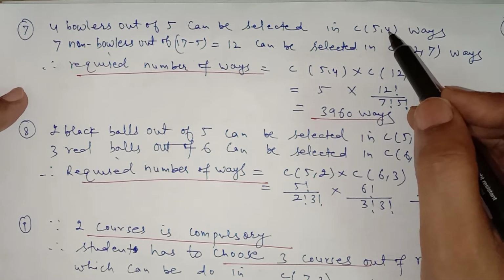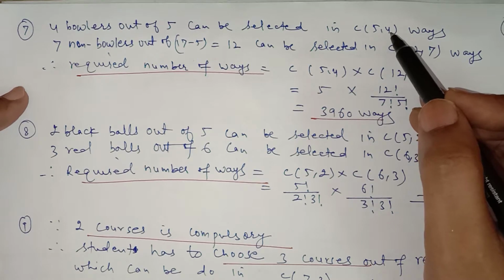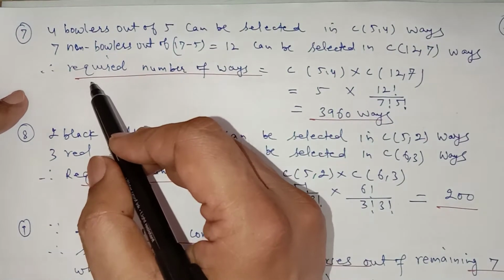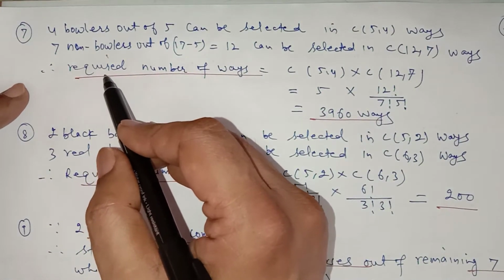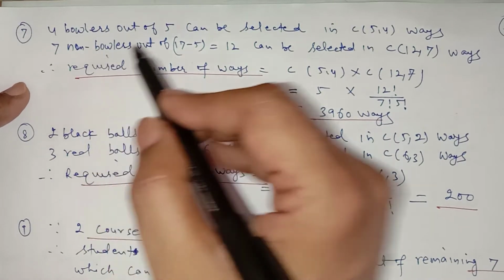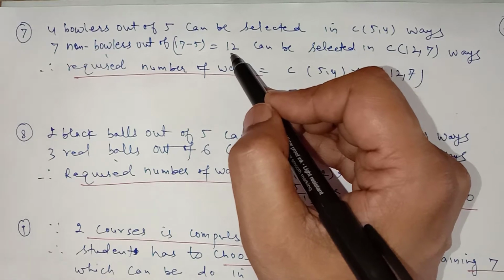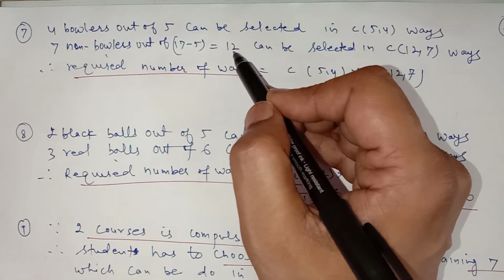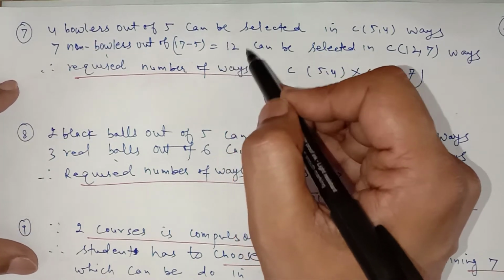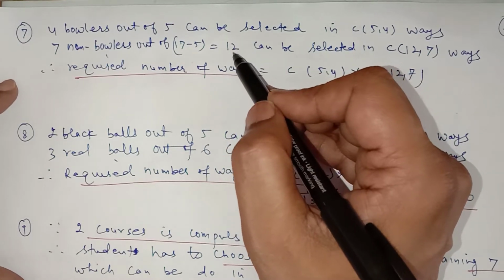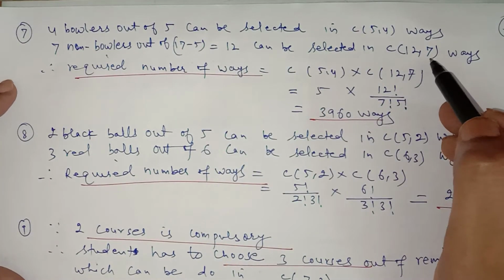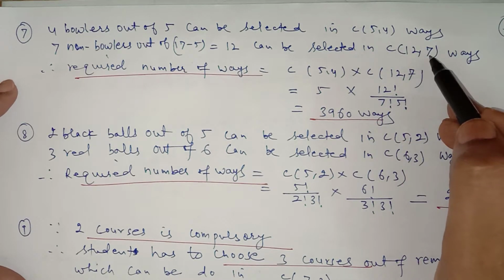Now you have to select 11. So it means you have already selected 4, so you have to select the remaining 7 non-bowlers out of 12 non-bowlers. 17 persons are there, out of them 5 are bowlers. So from the remaining 12 you have to select the remaining 7 players, that is combination of 12, 7. 4 bowlers, 7 non-bowlers.